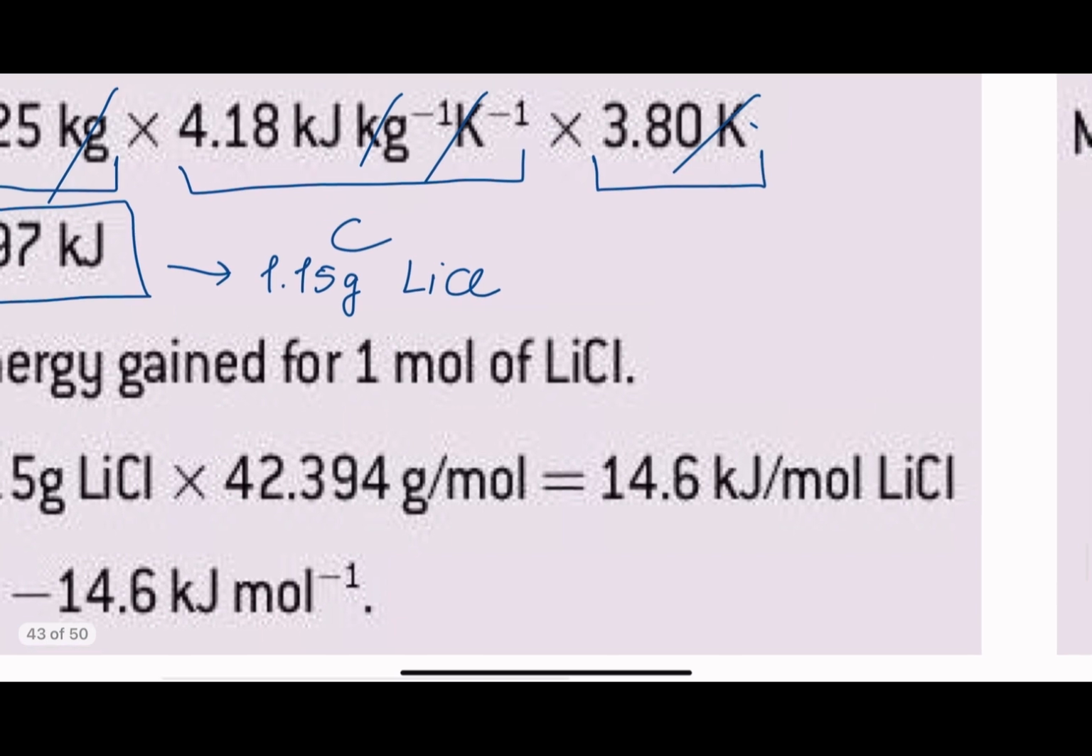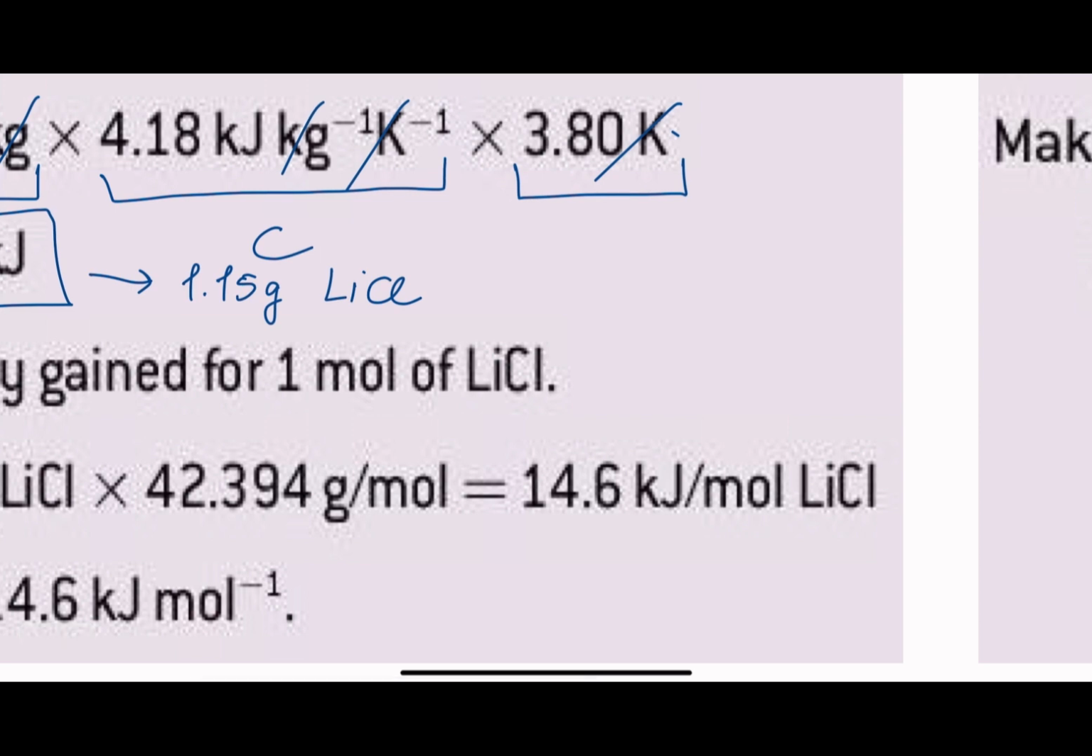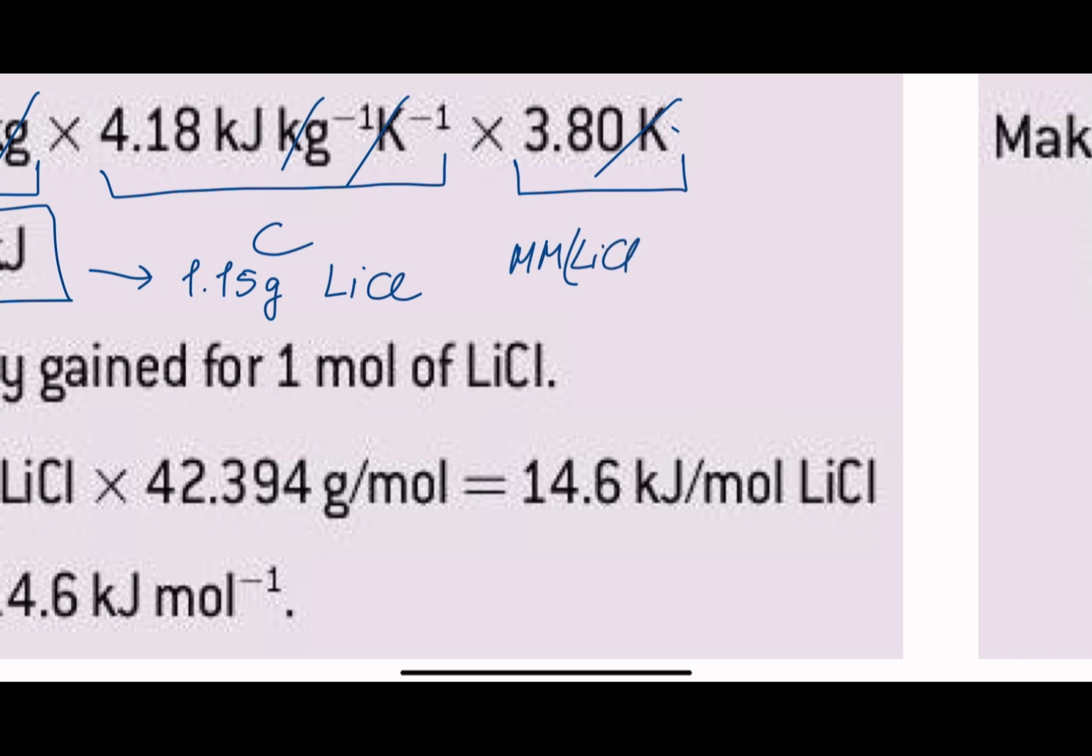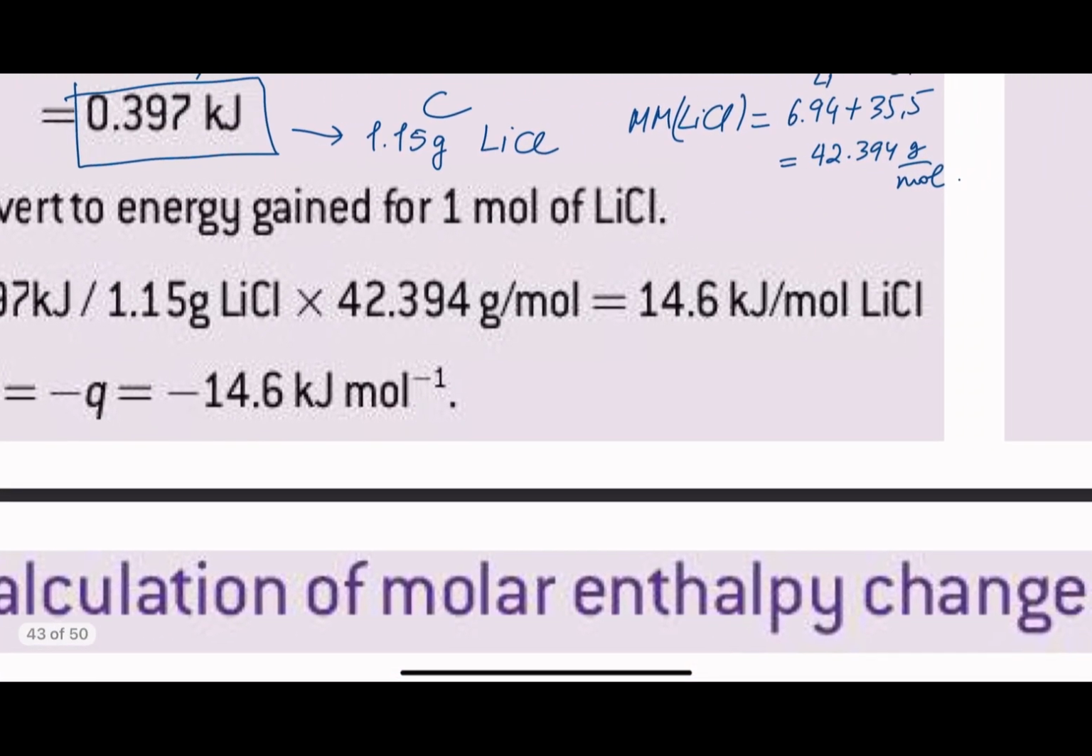Okay? So first of all, we need to find the molar mass of lithium chloride. We need to check the periodic table for lithium. So the molar mass of lithium chloride is approximately 6.94 plus 35.5, this is chlorine, this is lithium, and this gives you around 42.394 gram per mole. Okay, so you can just do a proportion here, or you can use the formula. It's up to you. So for 1.15 gram, you had 0.397 kilojoule, and for 42.394 gram, which is 1 mole, it is going to be X kilojoule.